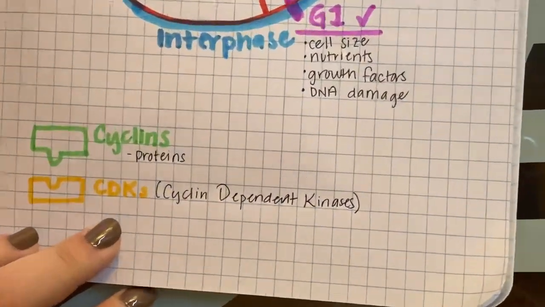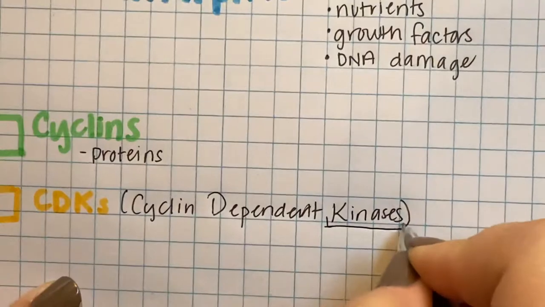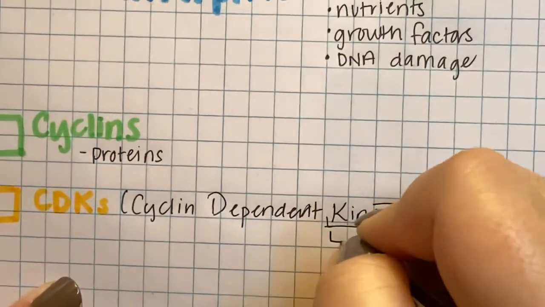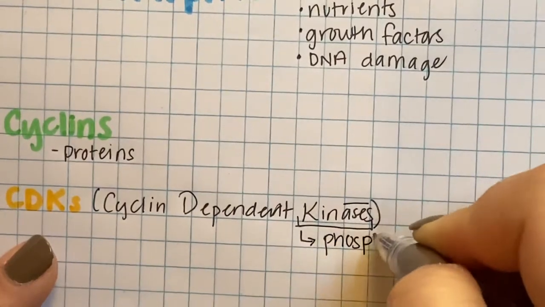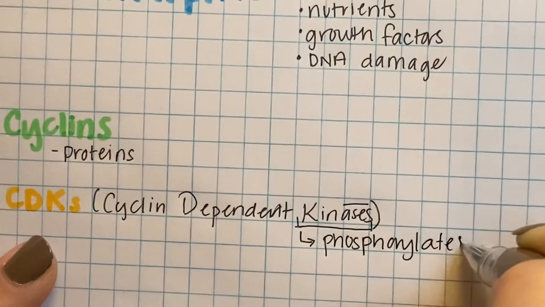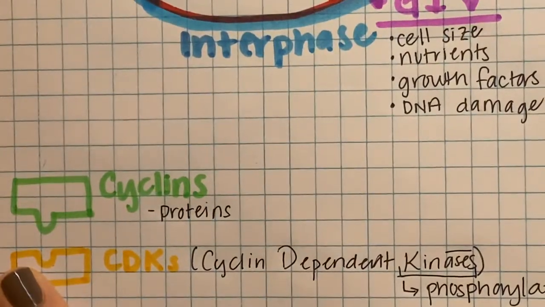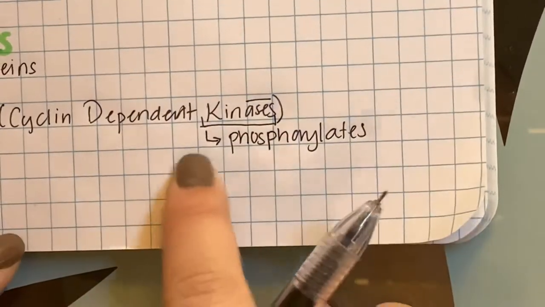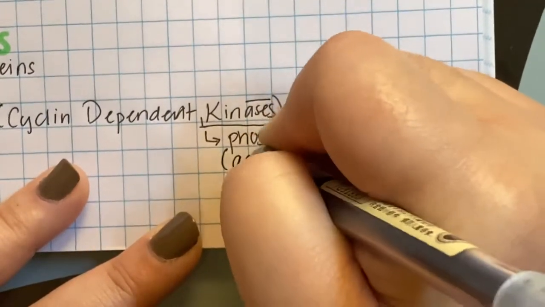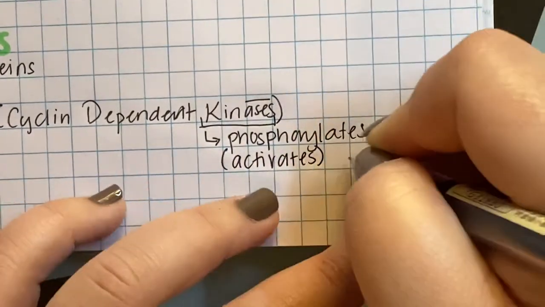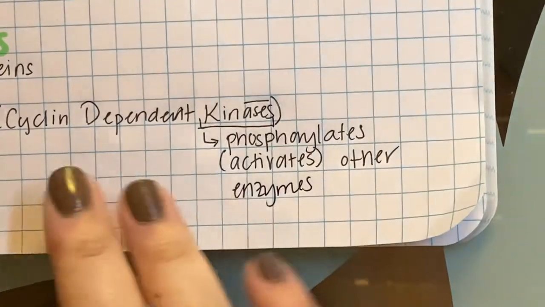If you remember from when we did the G protein and all the protein kinases, all kinases are enzymes. Remember, see, we have ACE here. They're enzymes that phosphorylate other molecules. If you remember, when you add or remove anything from a protein, that protein changes shape. So this phosphorylating is activating other enzymes. That's the function of our CDK.